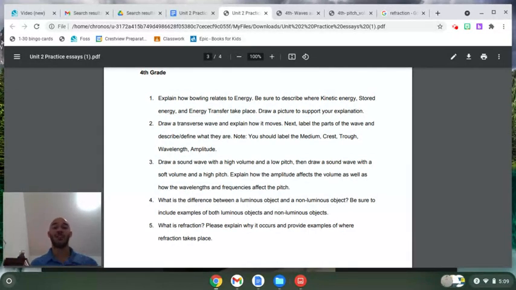Question number 2, draw a transverse wave and explain how it moves. Next, label the parts of the wave, describing what they are. You should have included what the medium, the crest, trough, wavelength, and amplitude are. Okay, so here we go.